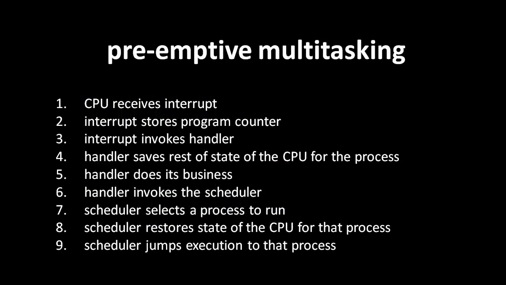Laid out in full, this scheme, called preemptive multitasking, works like this. First, the CPU receives some hardware interrupt. Then the interrupt stores the program counter so that the interrupted code can resume later, the interrupt invokes the appropriate handler, the handler itself saves the state of the other CPU registers so that the interrupted process can be resumed later, the handler does whatever business the interrupting device needs, the handler then invokes a scheduler, and the scheduler selects a process to run. The scheduler then restores the CPU registers to the state they were in when that process was last running so that that process may continue, and finally, the scheduler jumps execution to that process.